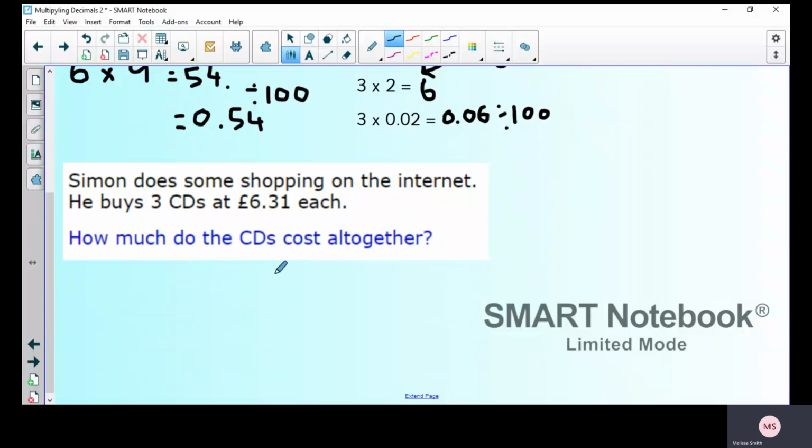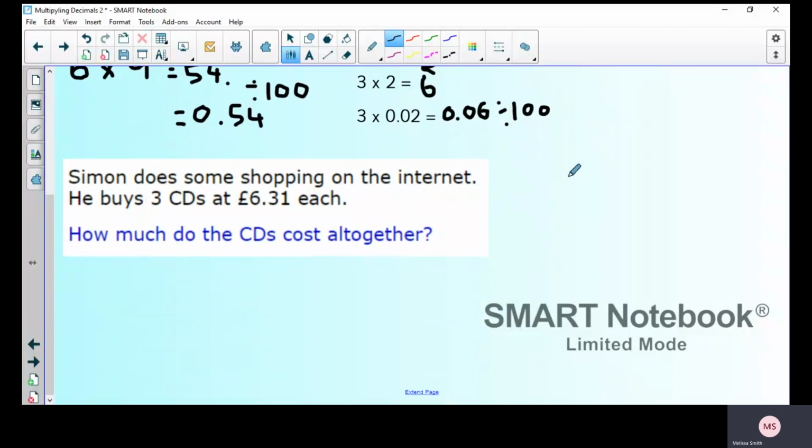In your My Maths task today, you're also going to be coming across some worded problems. Let's have a look at this one. Simon does some shopping on the internet. He buys 3 CDs at £6.31 each. How much do the CDs cost altogether? If you know what to do, pause the video, have a go. Otherwise, we will go through it.